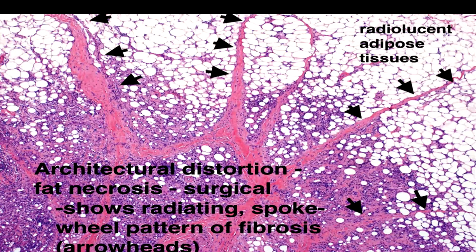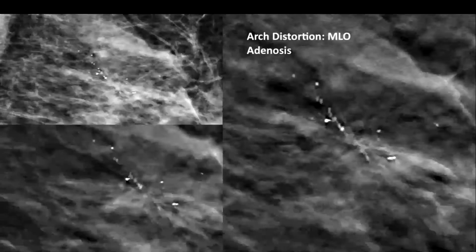This is what it actually looks like, architectural distortion in fat necrosis. And what we're seeing here is adipose tissue, these white portions, this is adipose. This is going to be fat, whereas anything that is pink or purple is going to be white. And so you can actually see that it's making these straight lines in a radiating spoke wheel fashion. And that's what we're translating into X-ray.